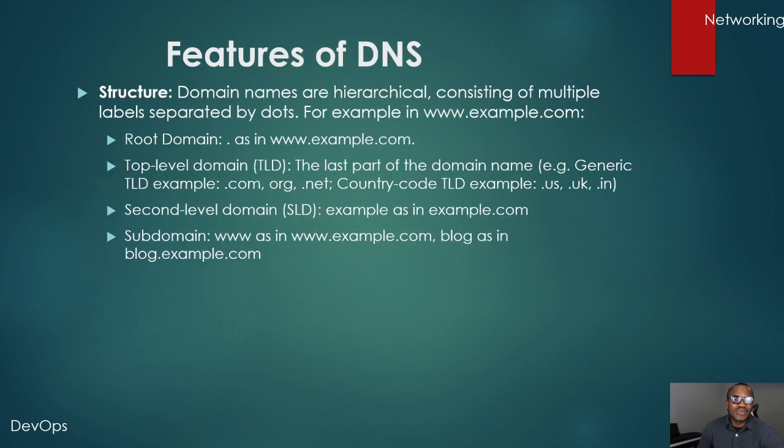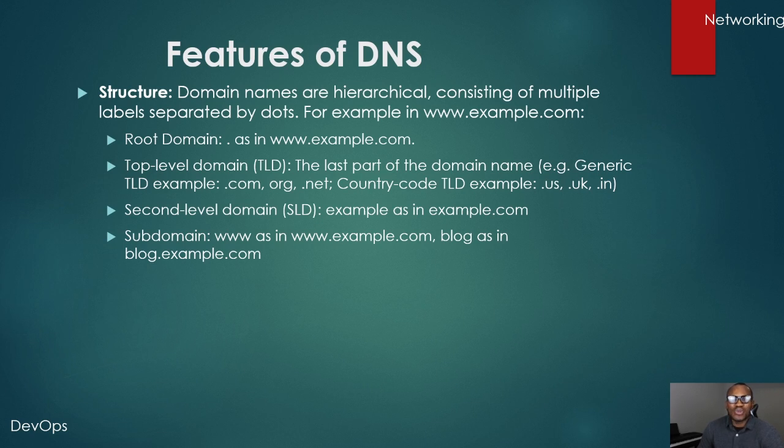Features of DNS. There are some features or concepts that we need to understand to really comprehend DNS very well. One is that domain names are hierarchical. They consist of multiple labels separated by dots. The first one is the root domain. A root domain is a hidden period or hidden dot in front of every domain name. The next one is the top level domain, which is the last part of every domain name like .com, .org, .net, and so on.